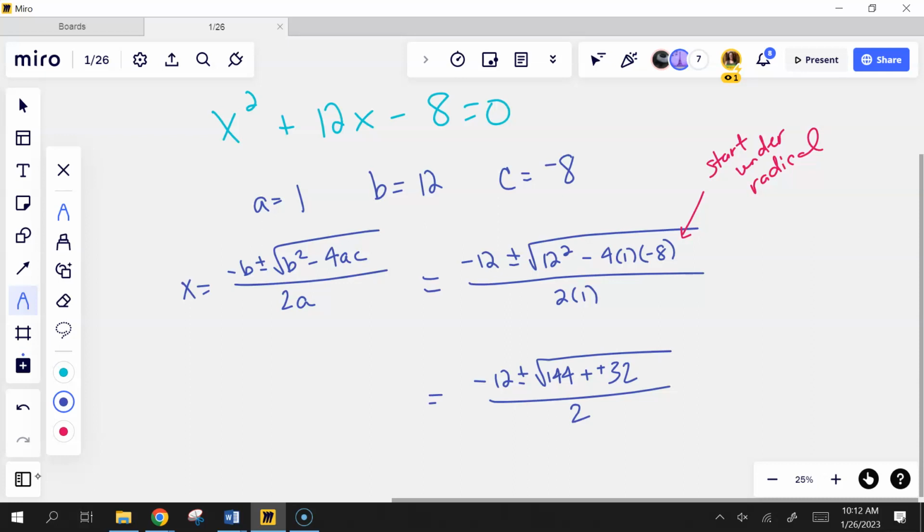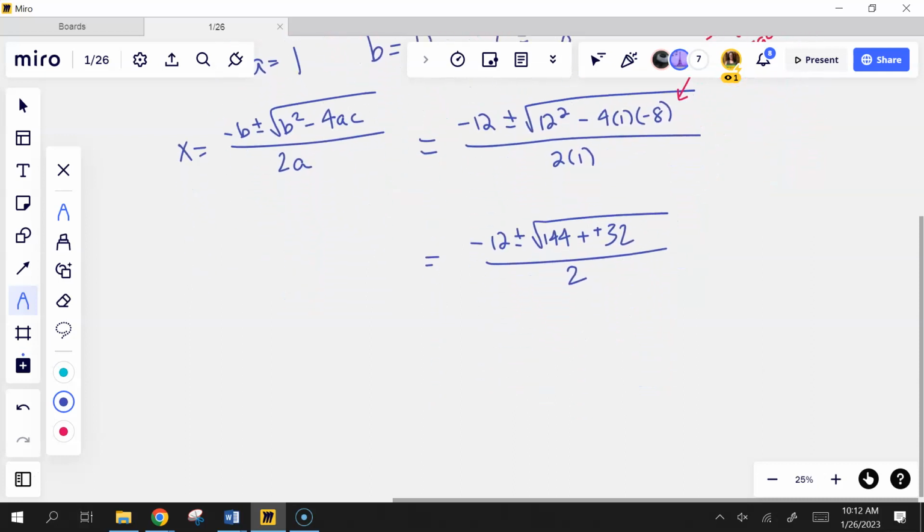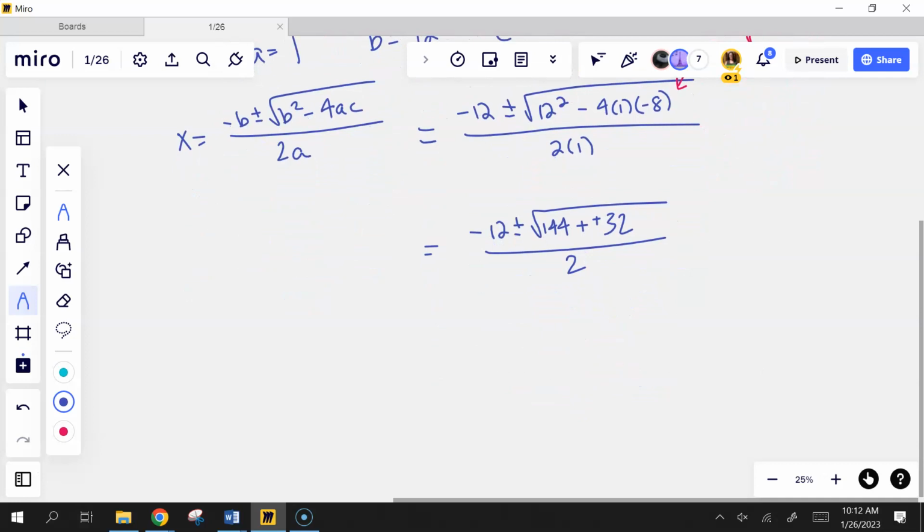Yes. At the very end, that's the last thing we're going to do, is split it into 2 answers. 144 plus 32 is, y'all can be confident. All right, now here's where everything I've learned so far is going to start coming into play.